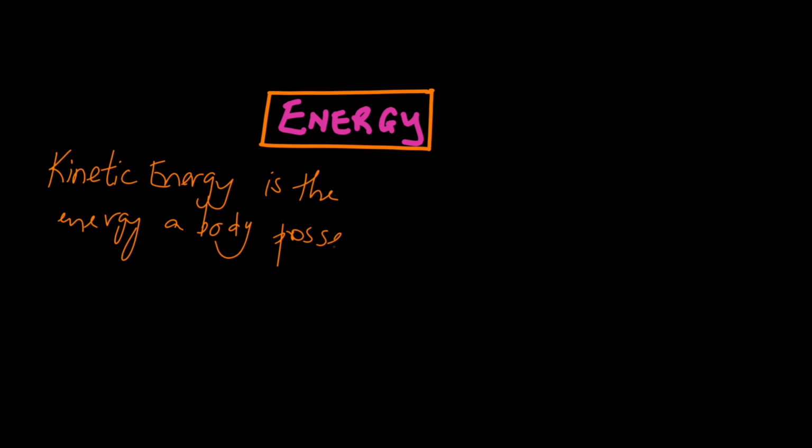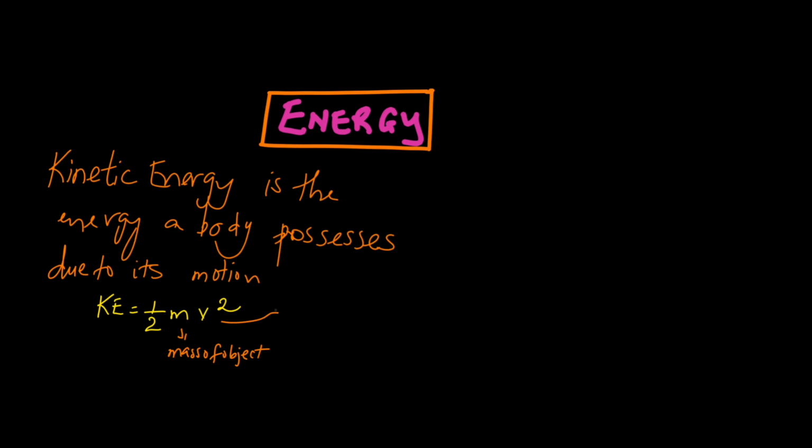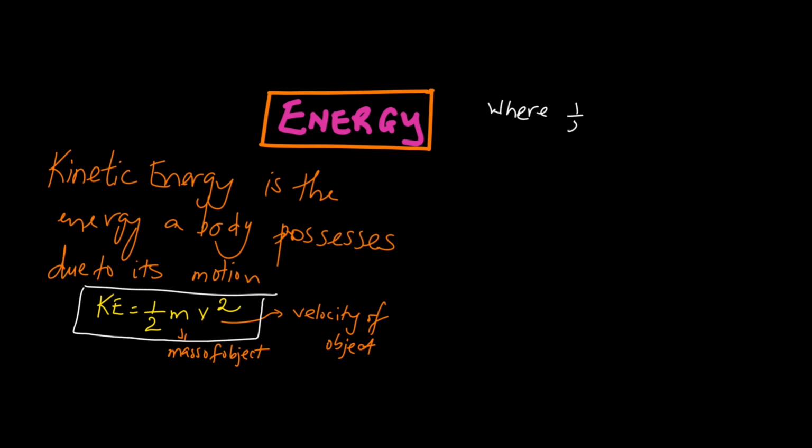Kinetic energy is described as the energy that a body possesses due to its motion or movement. So, once an object moves, it possesses kinetic energy. Kinetic energy is given as 1/2 mv squared, where m refers to the mass of the object, and v refers to the velocity of the object. So it's important for us to note that if an object has a specific velocity, it will therefore have kinetic energy.